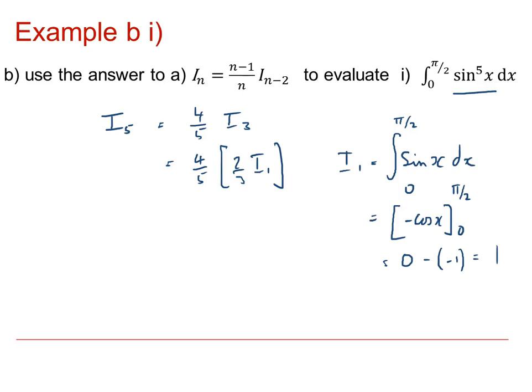So we can see therefore that our final answer is that the integral that we've been asked to find from 0 to pi by 2 of sine to the power 5 of x dx, which is I5, is just 4 over 5 multiplied by 2 over 3. In other words, it's equal to 8 over 15.